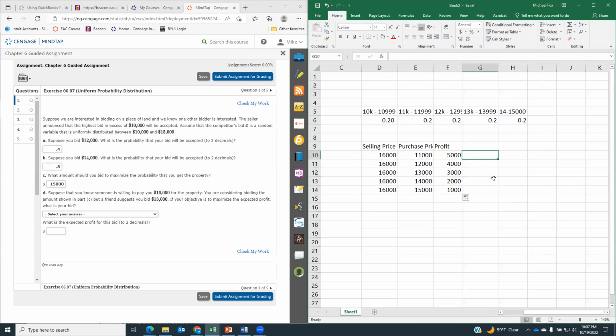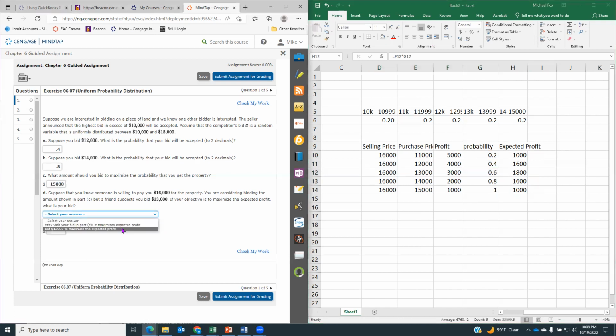Then we have the probability of actually getting it. So 0.2, 0.4, 0.6, 0.8, and 1. So our expected profit then is just going to be the profit we would make from a given sale times the probability of that sale. So we can see that bidding 13,000 would actually maximize our expected profit. So we really should bid 13,000.